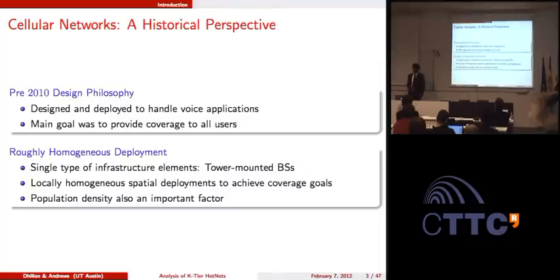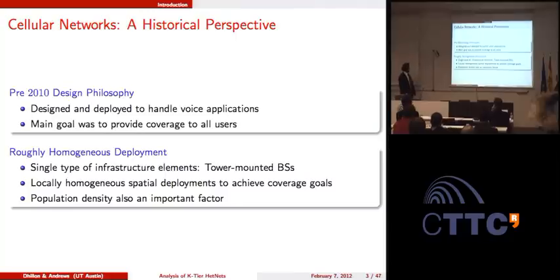Just a really brief introduction, actually a historical perspective. Until a couple of years ago, the design philosophy, as you know, has been to handle voice applications. That is why cellular networks were designed and deployed. The main goal was to provide coverage to all the users. If I am a cellular operator, I would like to reach as many users as possible. That was the driving force behind deploying and designing these networks.